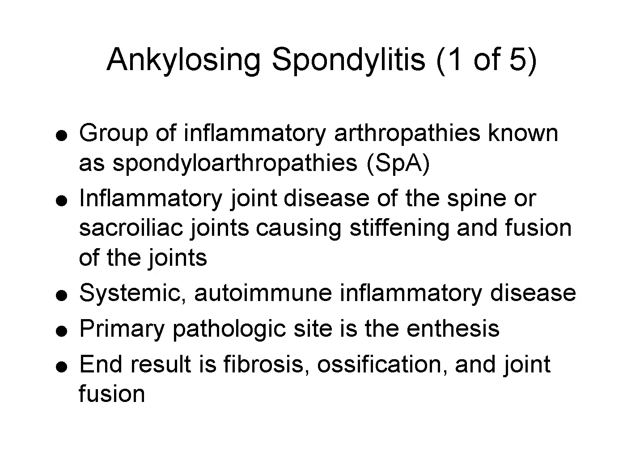Ankylosing spondylitis, or AS, is an inflammatory arthritis that primarily affects the spine and sacroiliac joints. It causes joint stiffening, fusion, and loss of mobility. AS belongs to a group of diseases called spondyloarthropathies and is systemic and autoimmune in nature. The primary site of pathology is the enthesis, where tendons and ligaments attach to bone.